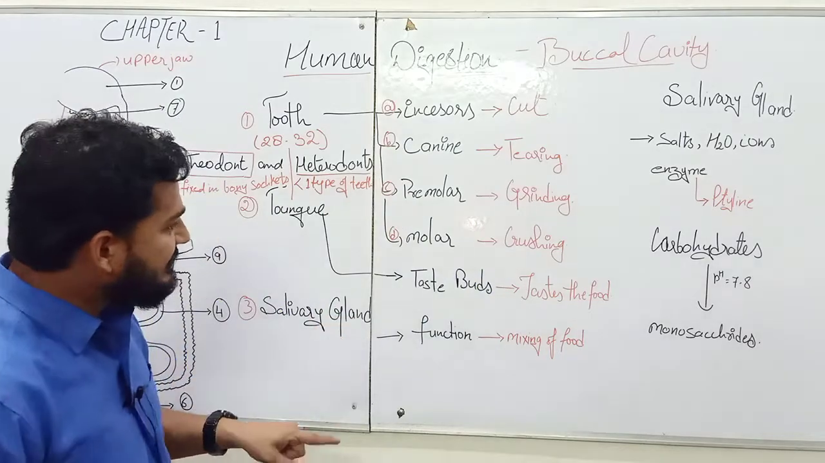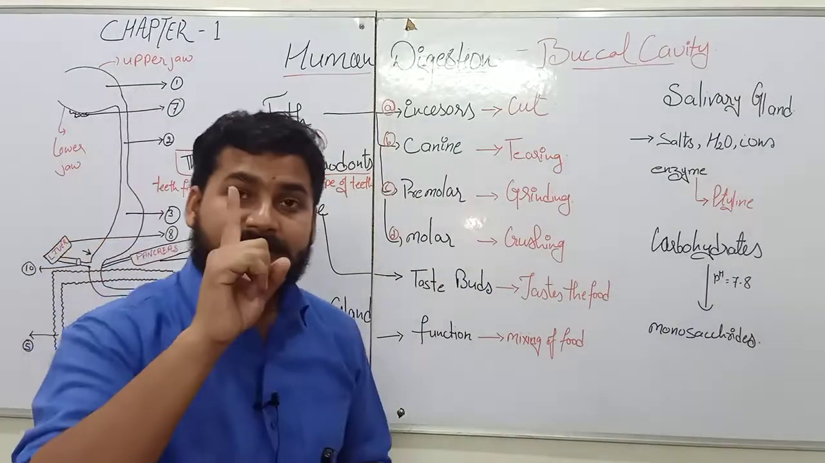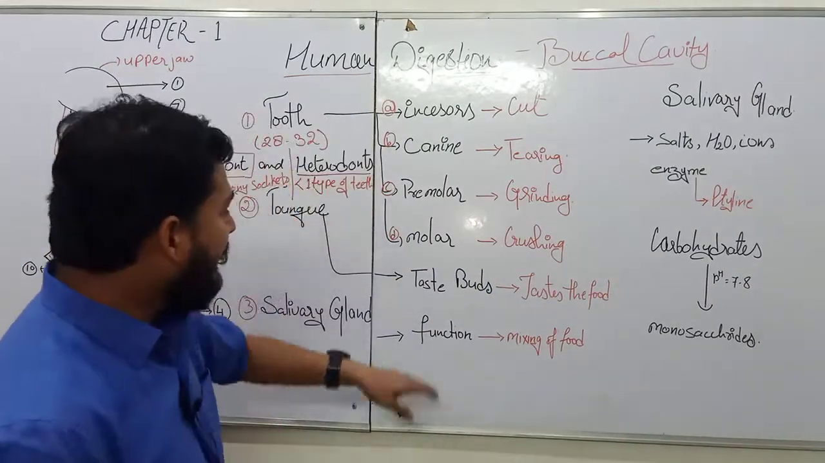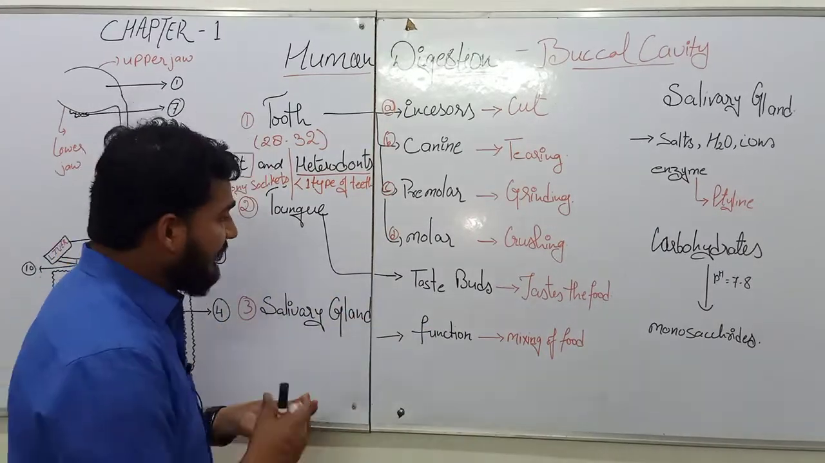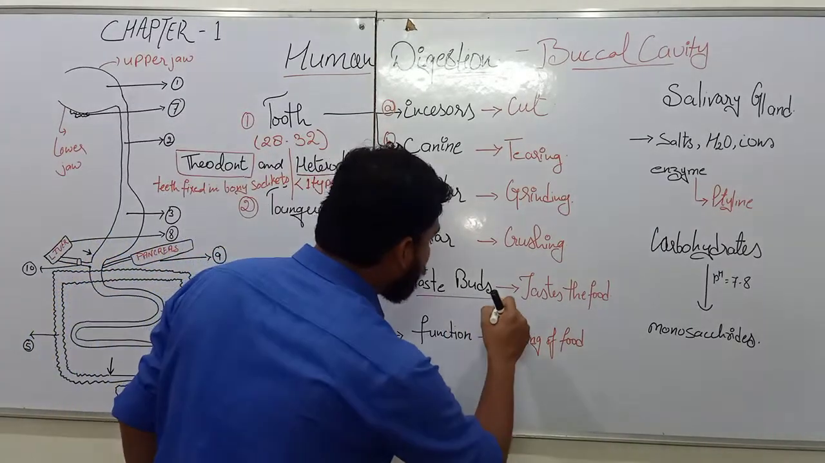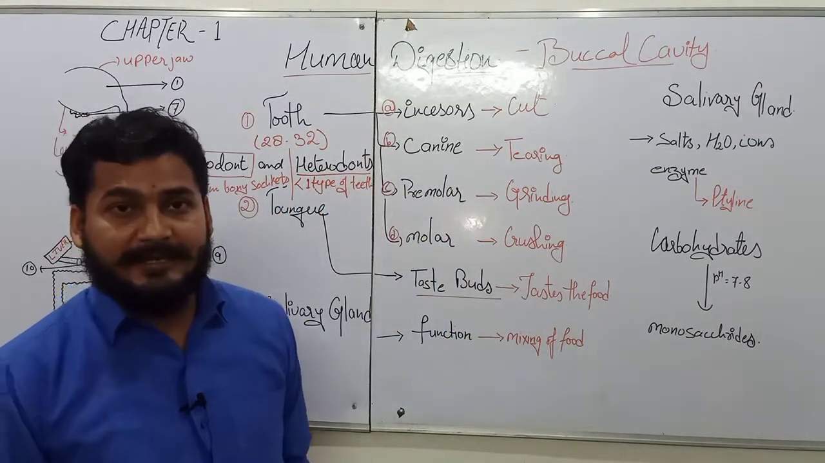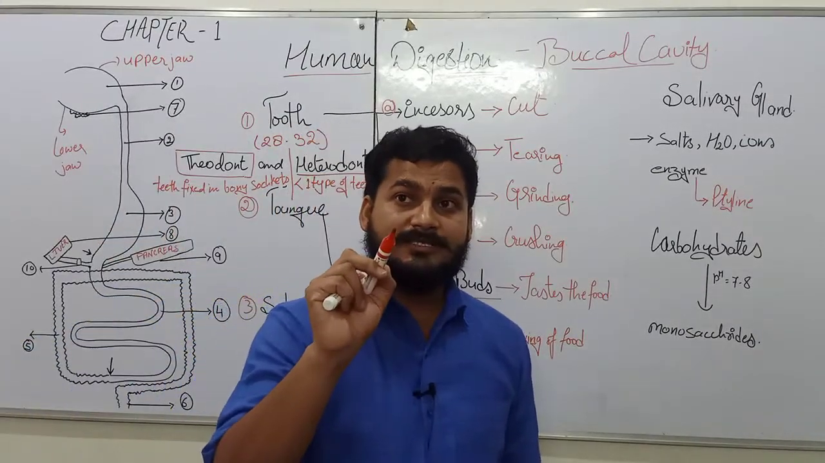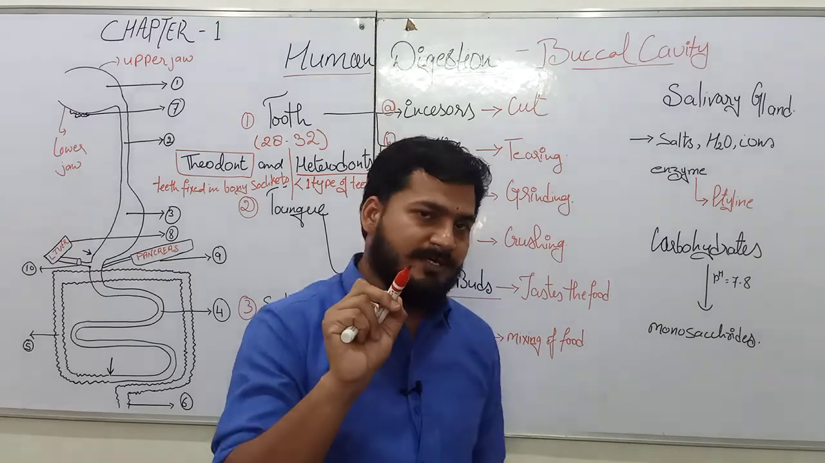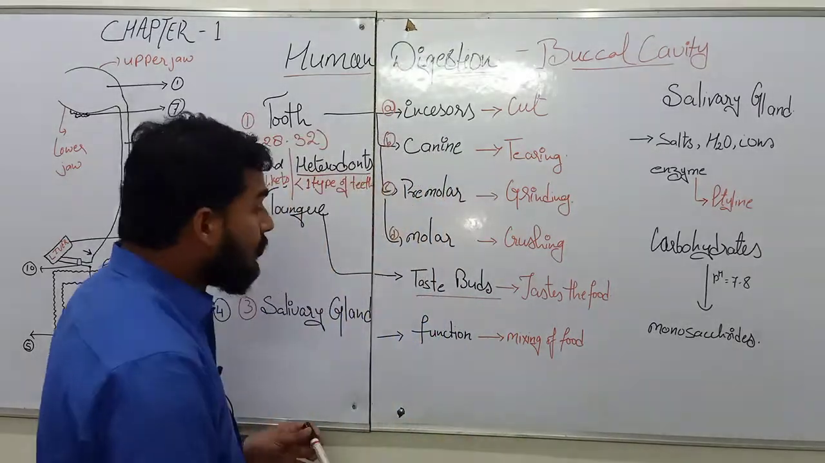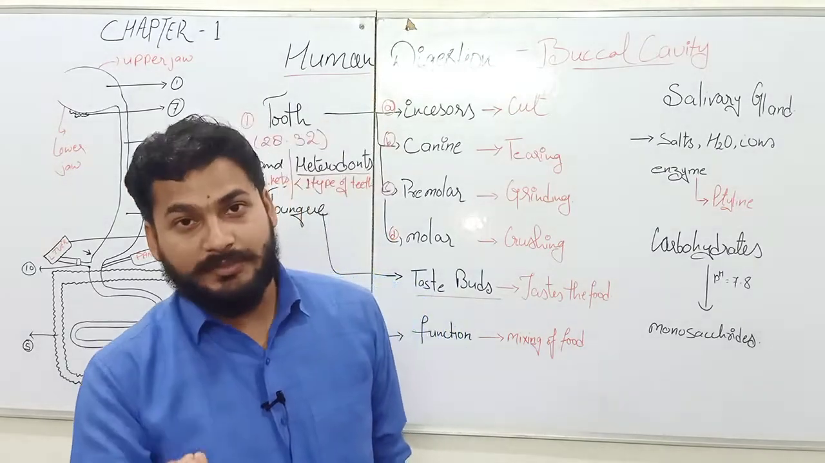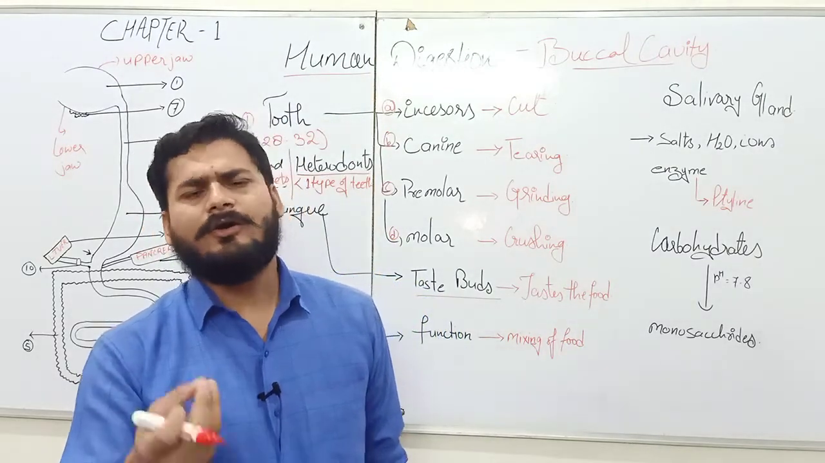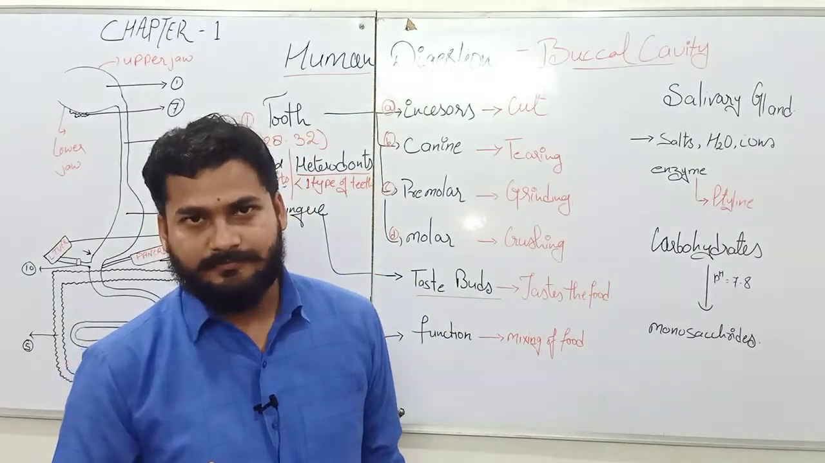Basically, if we see the structure of the tongue, it is a muscular structure, and the upper region of the tongue is densely lined by taste buds. These taste buds have the function to taste the food, that the food is sweet, sour, bitter or whatever it is.